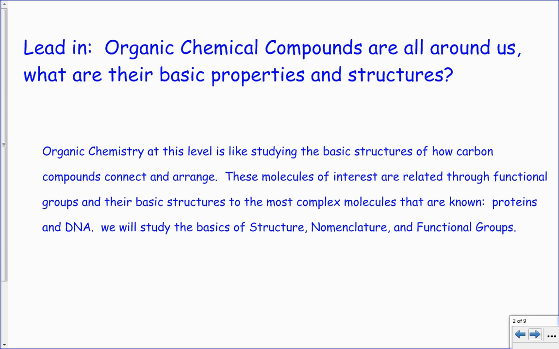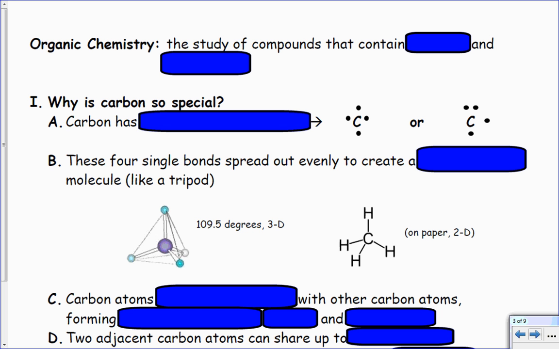Organic chemical compounds are all around us, but we're going to focus on their basic properties and structures. Organic chemistry is kind of like a tree, okay? There are many different branches to it. We're going to be focusing on the basics. We're not going to be talking about things like proteins or DNA, which are definitely organic compounds. We're going to study the basics of the structure, nomenclature, and functional groups that are in every organic compound. We're not going into the depths of how the brain works, but we're touching on the very surface of what makes organic compounds special in this particular unit.